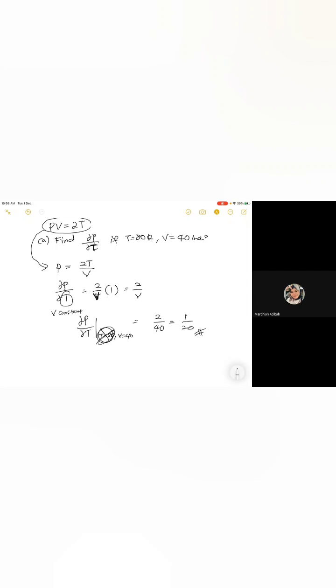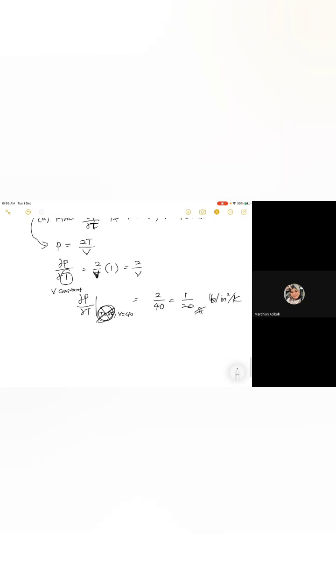It's pressure by the gas law. Pressure was what? Pounds per square inch. So pound per inch square, and T in degrees Kelvin, so per Kelvin also. Okay.